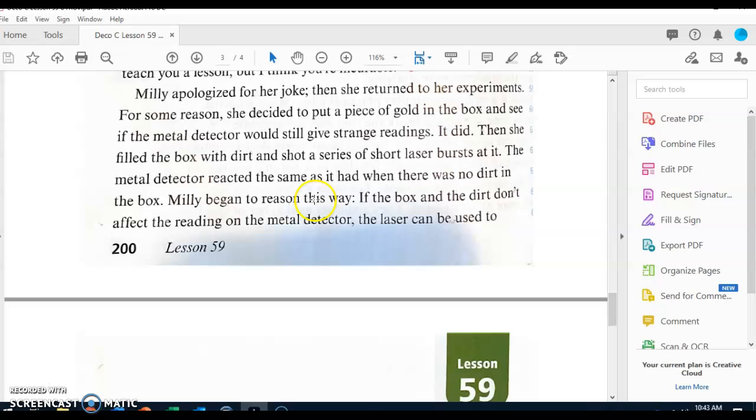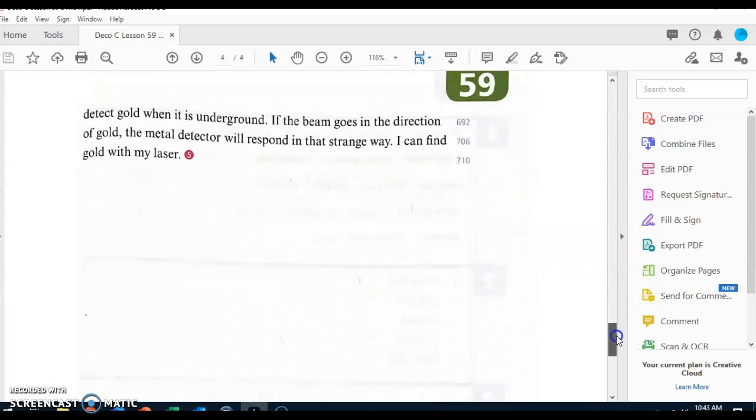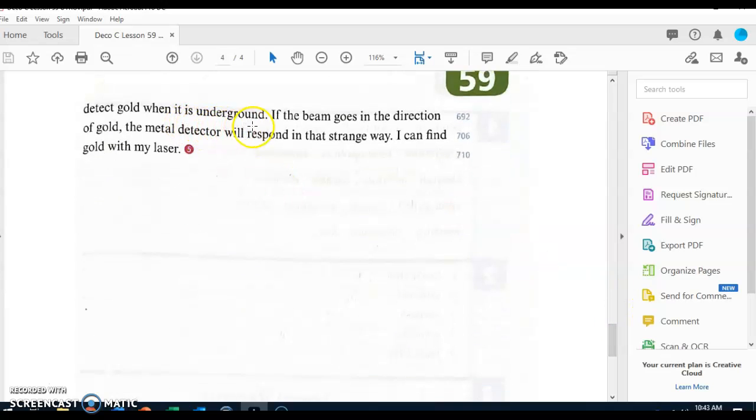Millie began to reason this way. If the box and the dirt don't affect the reading on the metal detector, the laser can be used to detect gold when it is underground. If the beam goes in the direction of gold, the metal detector will respond in that strange way. I can find gold with my laser. Now, why did Millie think she could find gold with her laser? Millie thought she could find gold with her laser because the dirt in the box didn't affect the readings.